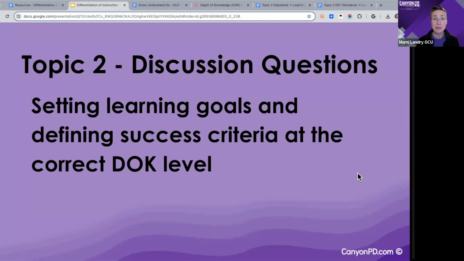There's a set of discussion questions for you to bring to your team about setting learning goals, defining success criteria, and identifying DOK levels. How do you currently identify the DOK levels for your learning objectives? What do you think aligning the objectives and the DOK levels and your success criteria might do for your students? What specific strategies might you try to measure student mastery at different DOK levels?